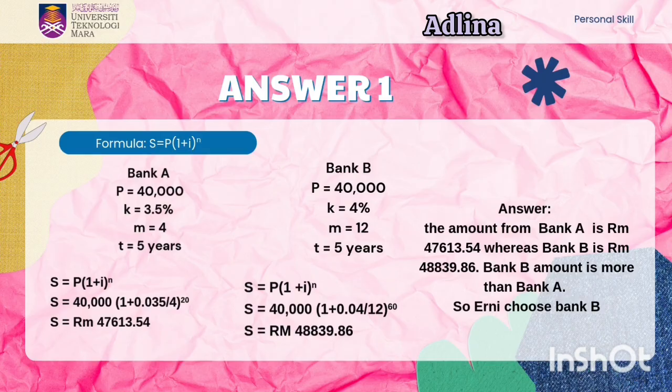So from here we can compare, and Bank B has more amount than Bank A. So Ernie should choose Bank B.